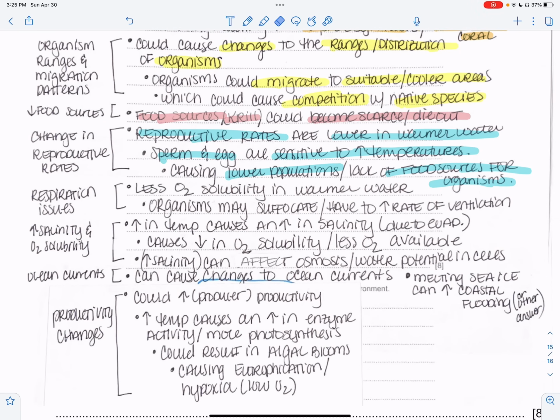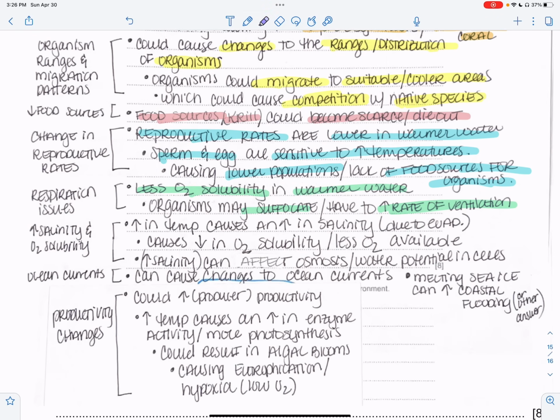Obviously, with an increase in temperature, there will be less oxygen solubility in warmer water, and so organisms could suffocate. They're going to have a faster rate of ventilation, like they're just trying to gasp for air more, and so they're not going to be able to do cellular respiration as fast. Therefore, they're not going to have as much growth, and they'll be slower.